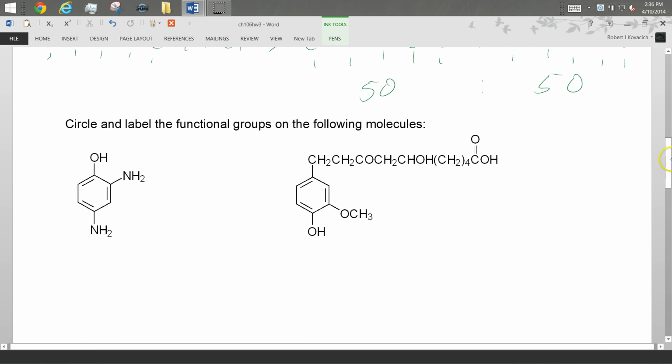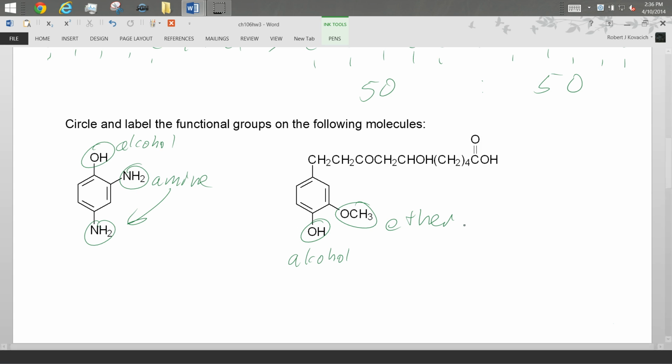Circle and label some functional groups. All right, so I got alcohol, I got amine, and I got another amine. And I got an alcohol. What's this one here? Carbon, oxygen, carbon is an ether. What about this right here?